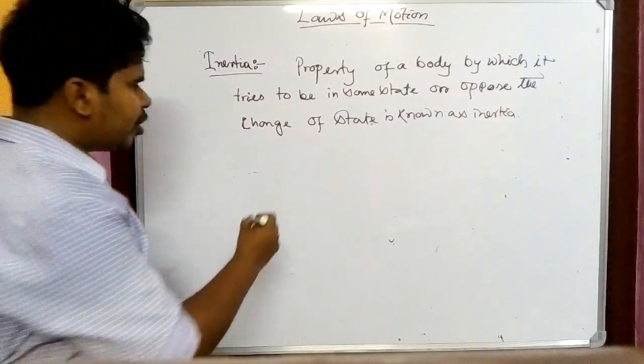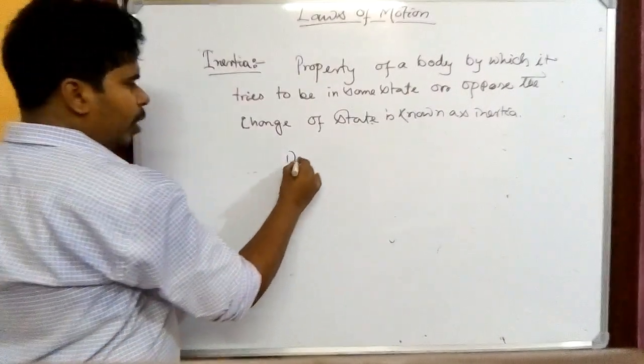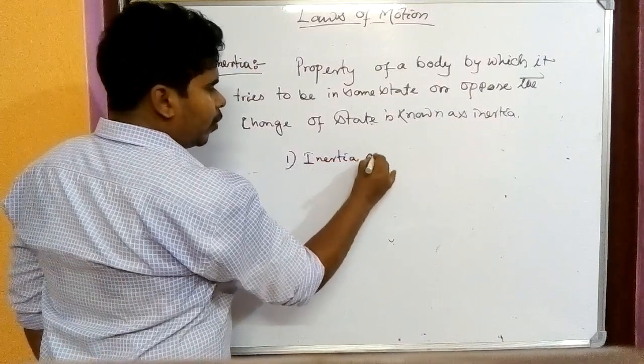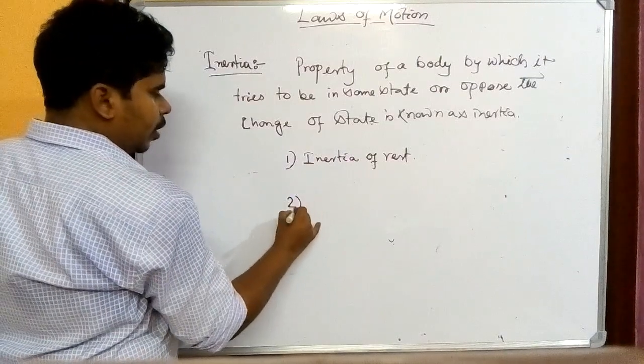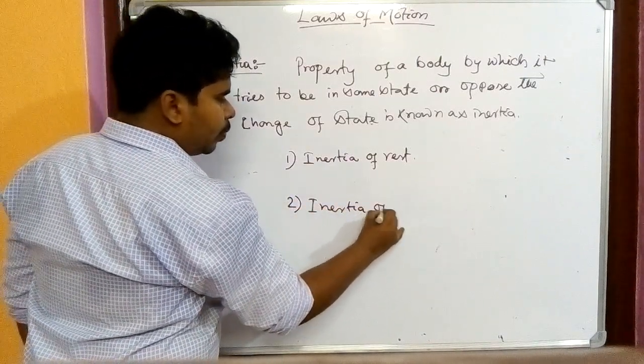What kinds of inertia are there? There are two kinds of inertia. Number one, inertia of rest, and number two, inertia of motion.